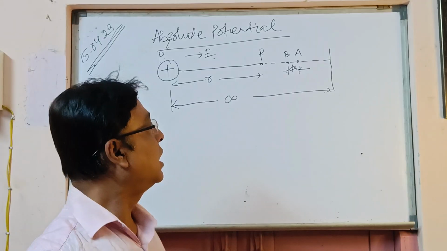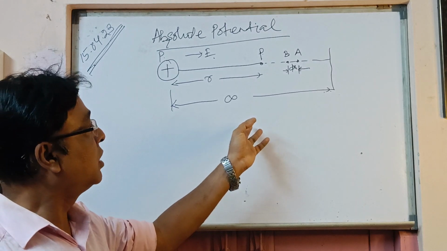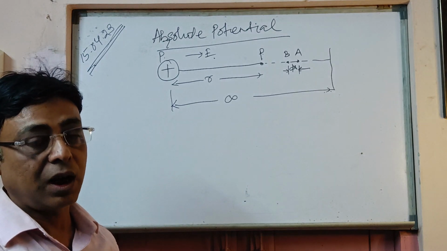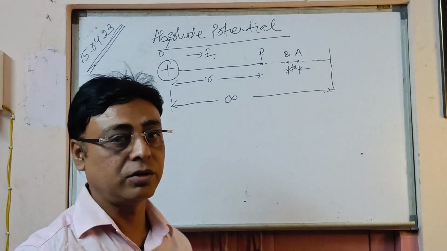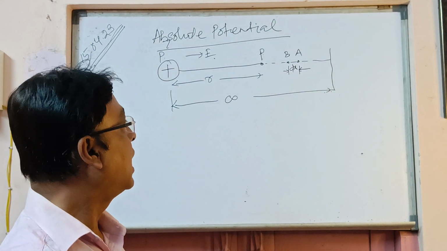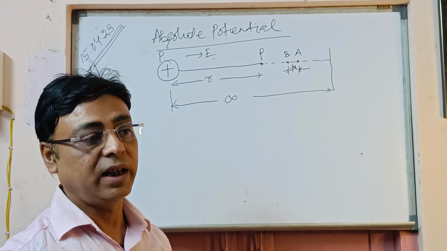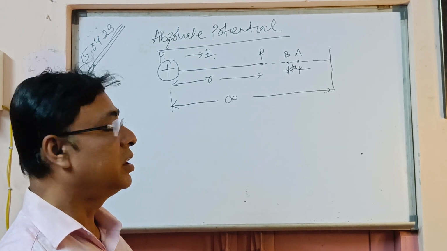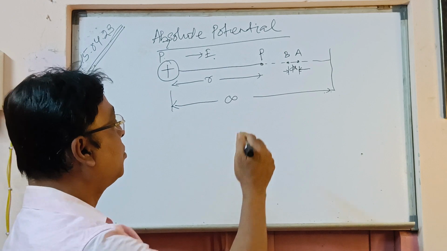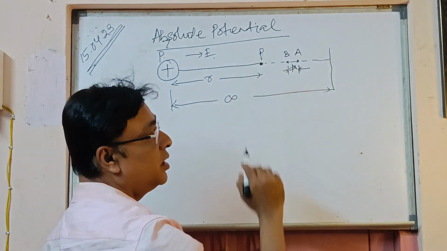Now the next one we'll study is absolute potential. How is it defined? First we should know the definition. Absolute potential is defined as the work done in bringing a unit positive charge, which is placed at infinity, up to the point P. So what is the work done?